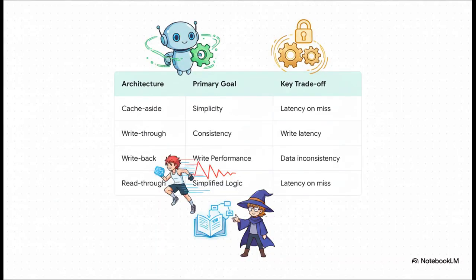So let's do a super quick recap. Cache-aside is your go-to for simplicity and flexibility. Write-through is for when consistency is king. Write Back is for when you need blazing fast writes and you're willing to accept the risk. And read-through is all about simplifying your application's logic. Each one is a different tool for a very specific job.